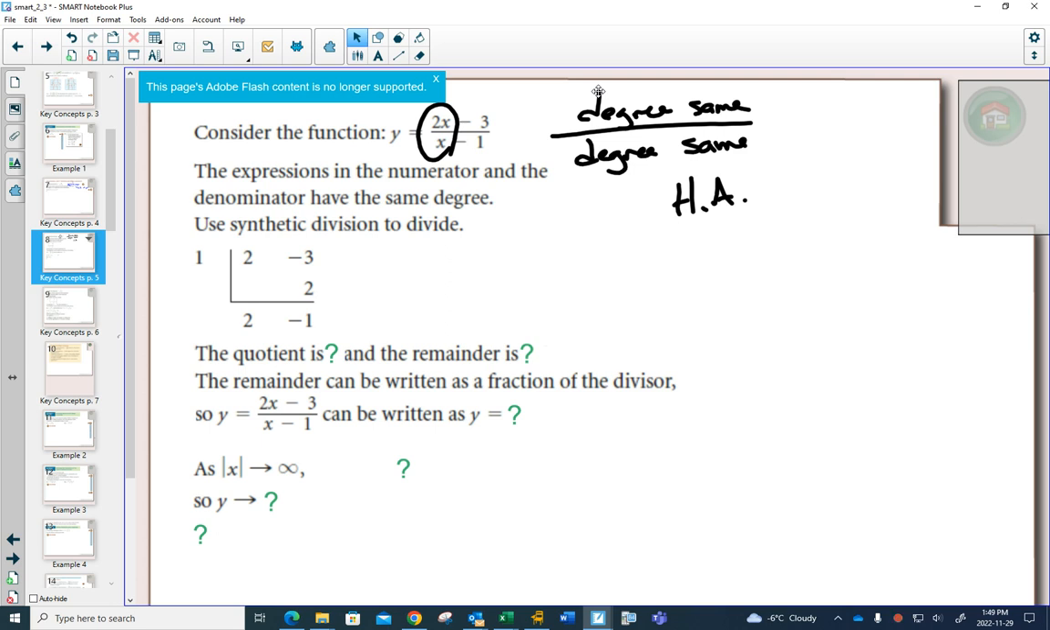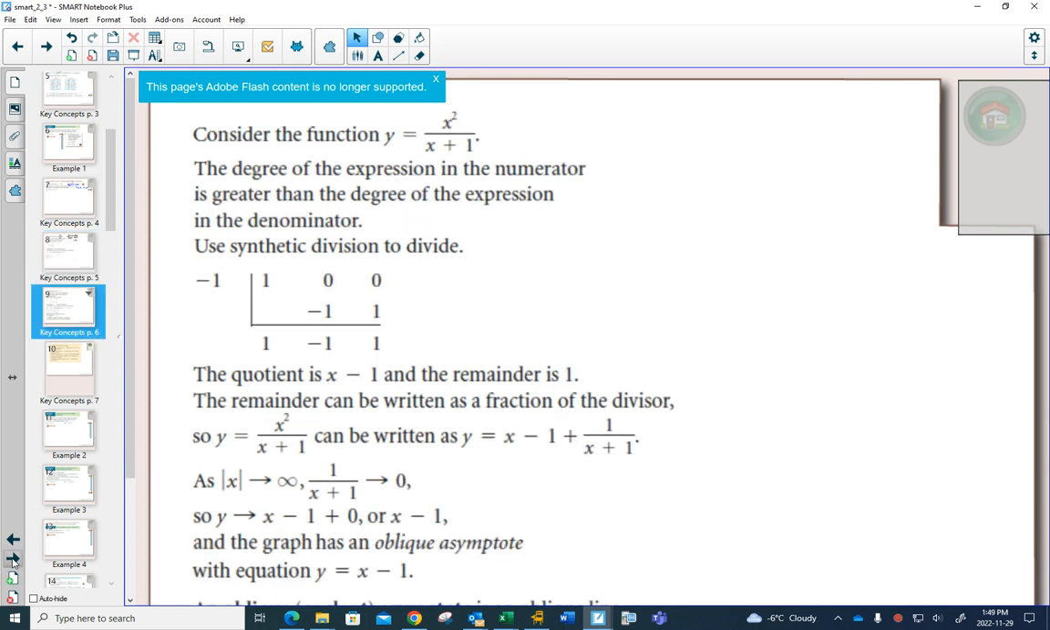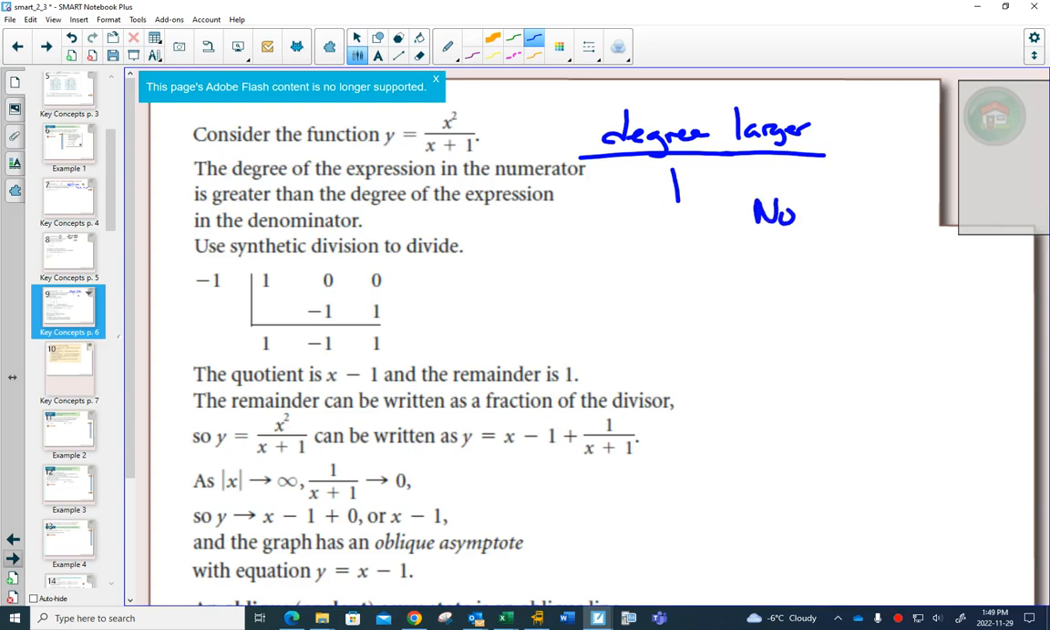And then the third situation, which we haven't looked at: if the degree is larger on the top after you simplify.